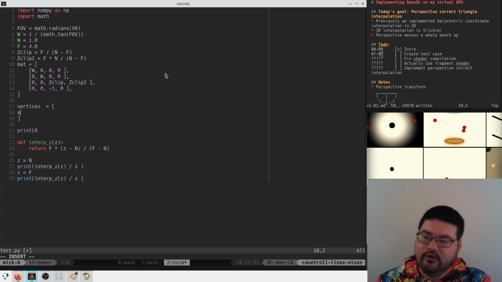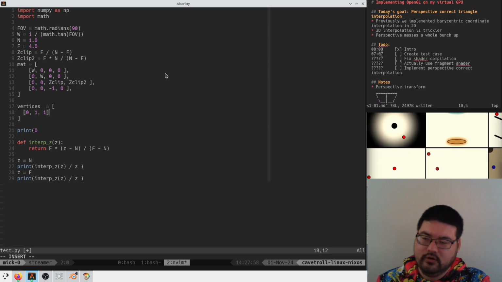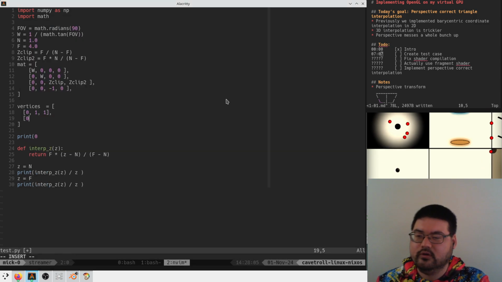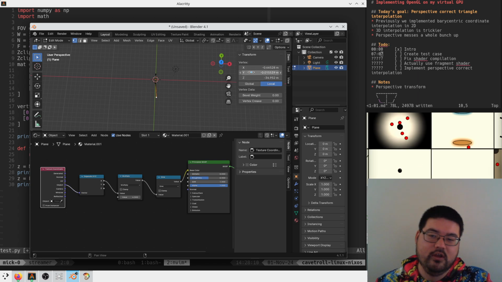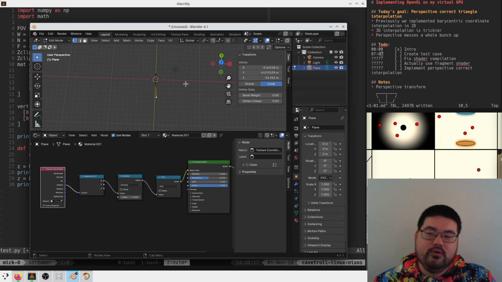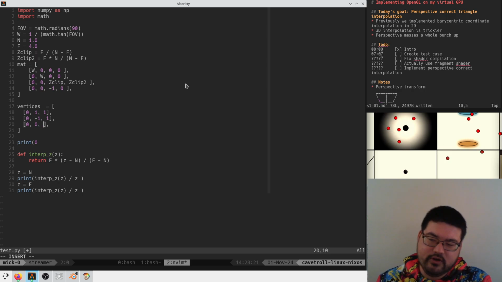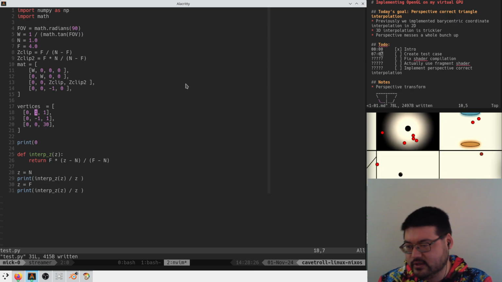So we have 0, 1, 1. Simple. We have 0, -1, 1. Makes sense. And then we have something that's probably like deep in Z, right? So we have, sure, it doesn't really matter. We have like 0, 0, 30-ish. I'm not sure if this should be positive or negative. We'll kind of figure that out later. And then can we kind of move these a little bit to the left?